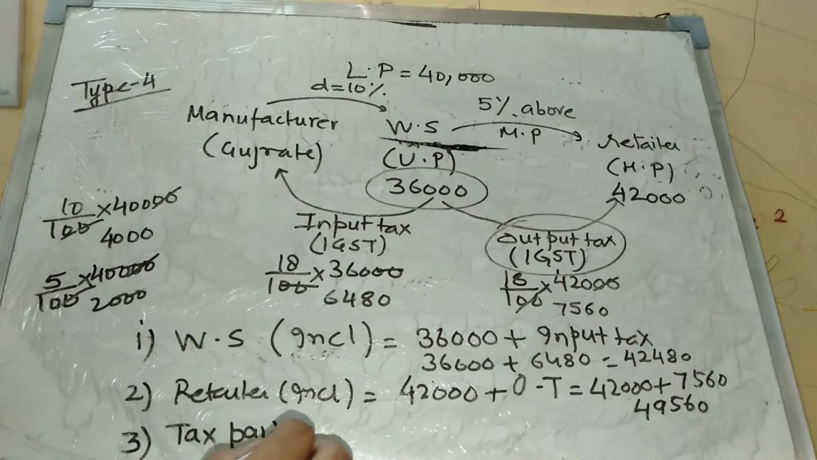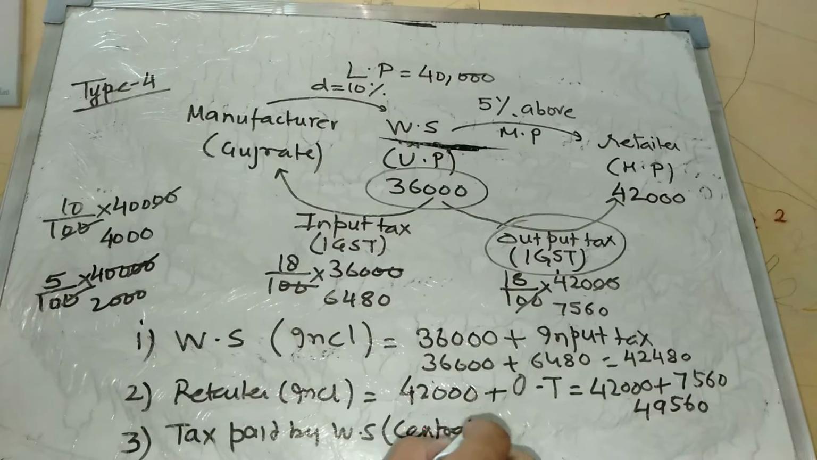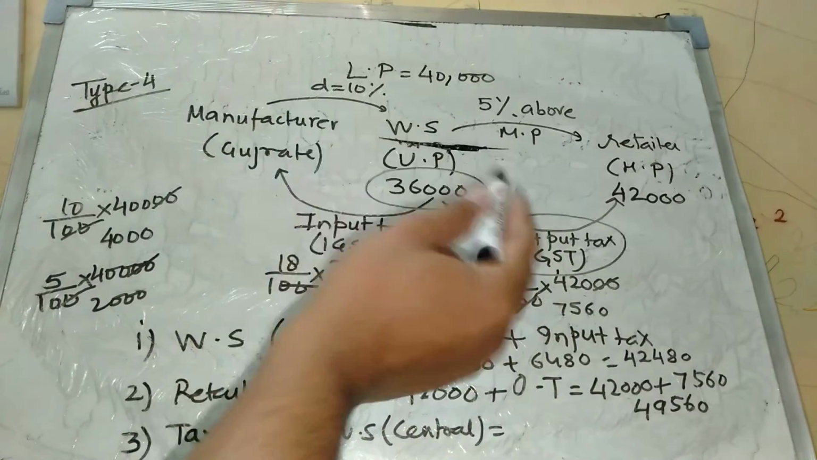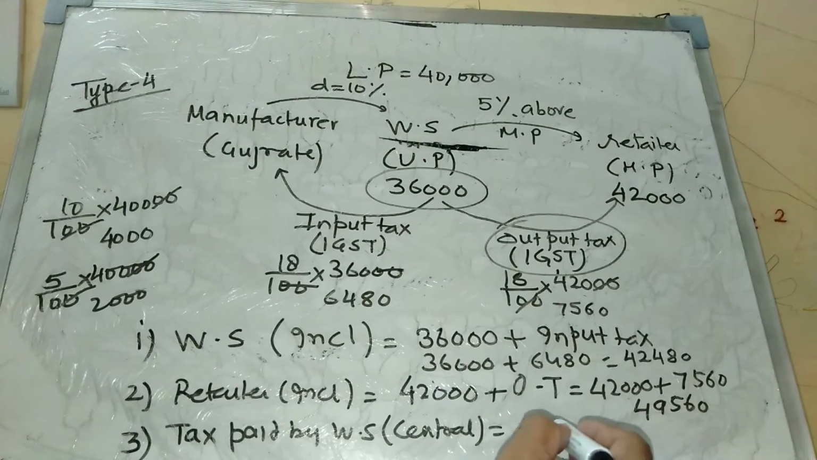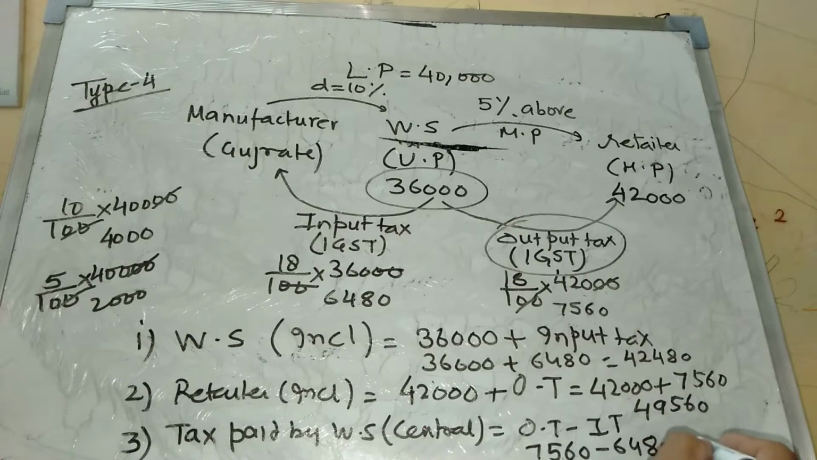Now in the third part, we have to find out the tax paid by the wholesaler to the central government. So the wholesaler will pay the difference: output tax minus input tax. Output tax is 7560. Input tax is 6480. So it will be 1080.